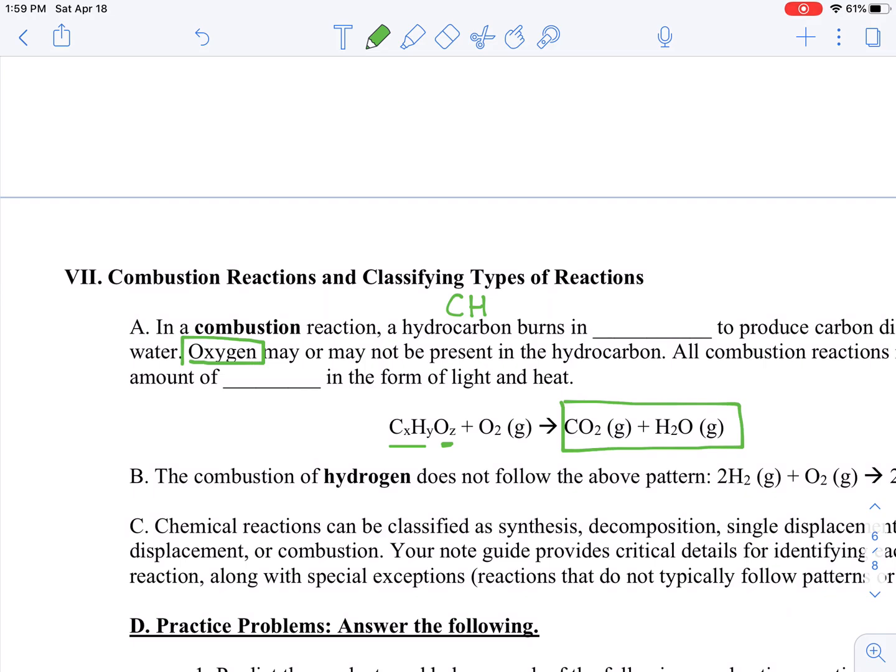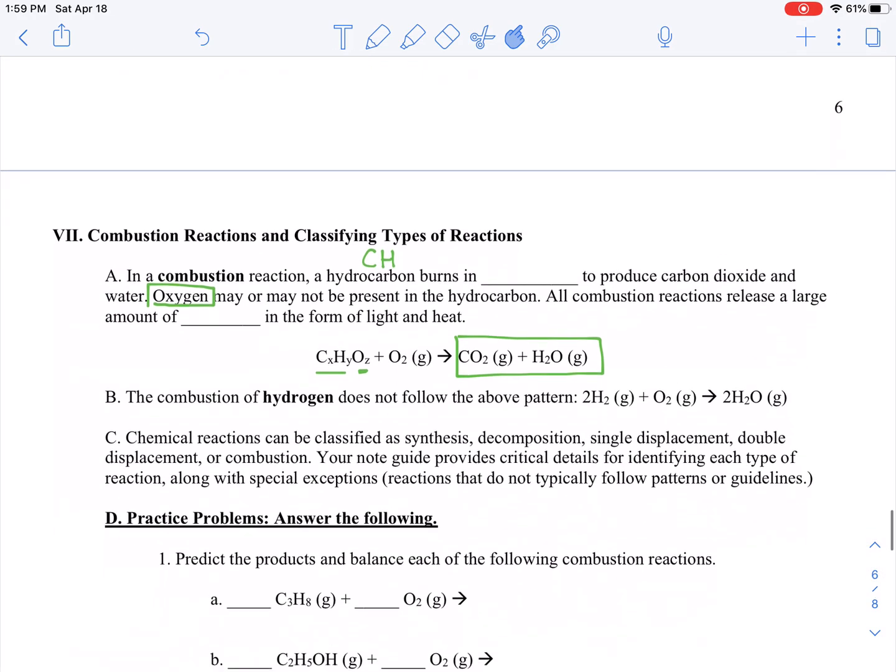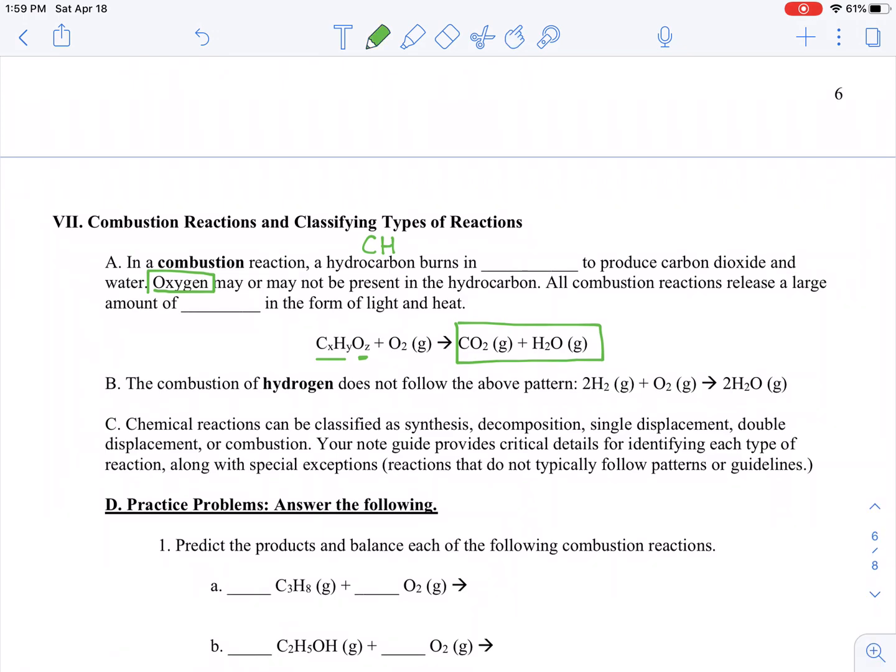Now there's one little oddball combustion reaction to know about. It's the combustion of hydrogen gas. So hydrogen gas does burn, but there's no carbon in this hydrogen gas, so we can't make carbon dioxide. So if you burn hydrogen gas with oxygen, you simply make water, which is why a lot of people are excited about hydrogen as a fuel source, except that it is very flammable. You'd need to figure out a way to transport it safely in order to use hydrogen as a large-scale fuel source. But that's for another day.